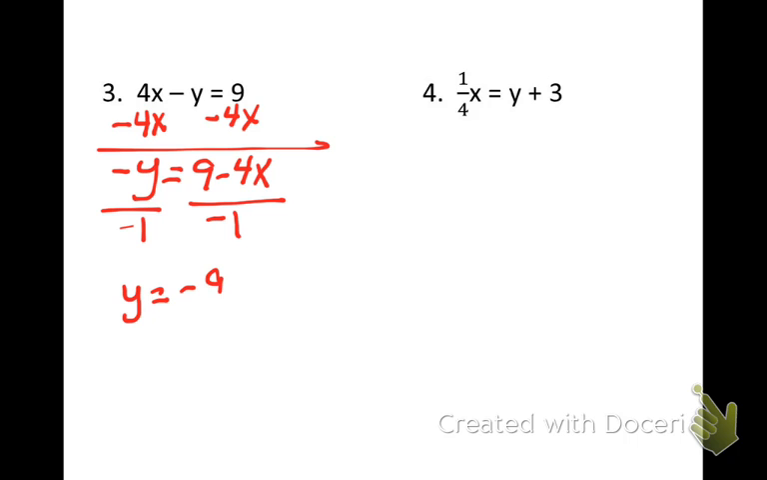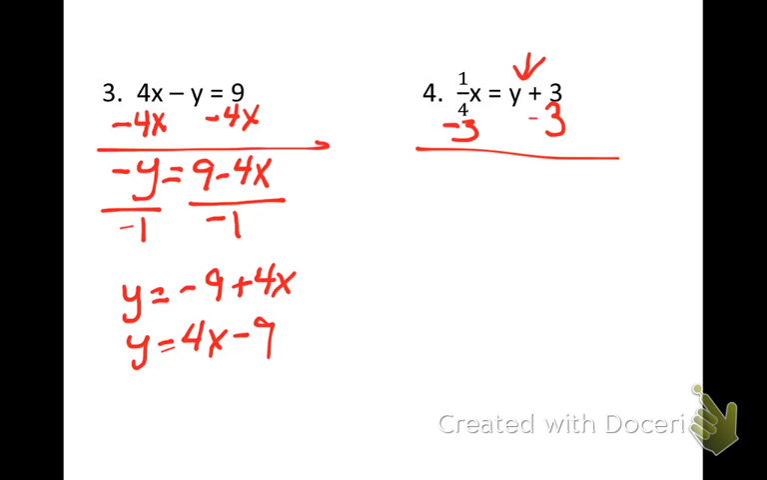So the 9 becomes negative, and the negative 4x becomes positive. So you can leave it like that, or if you do want to turn it around, that would be fine. 4x minus 9, either way would be fine. Again, here's my y, so I want to get rid of the 3, so I subtract 3 from each side, and I get 1/4 x minus 3 equal y, and I would be done.